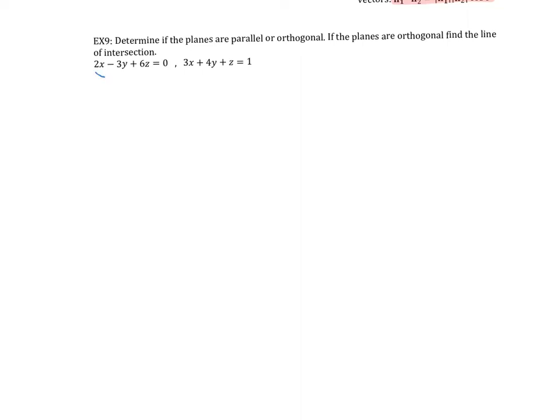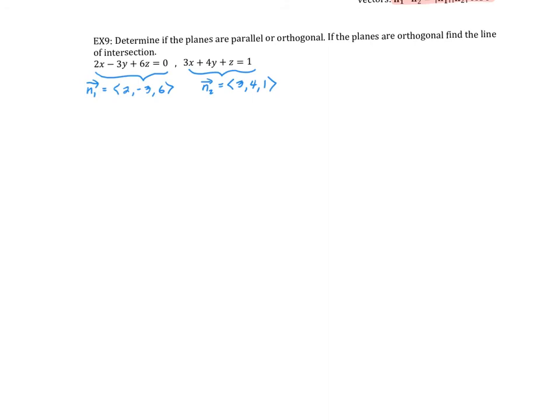So this first plane will give me some normal vector. I'll call this n sub 1, and it's a vector. Remember, that's just the coefficients on x, y, and z. So this vector will be 2, negative 3, 6. And then in this second plane, I'll call their normal vector n sub 2. Coefficients would be 3, 4, and 1.